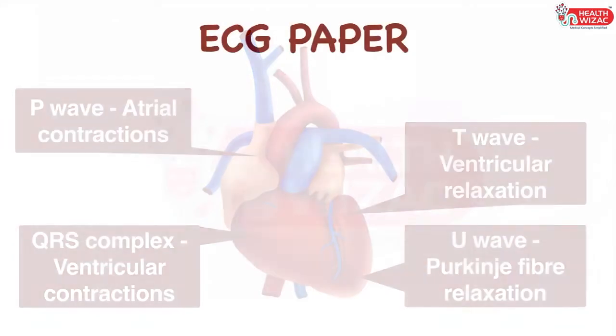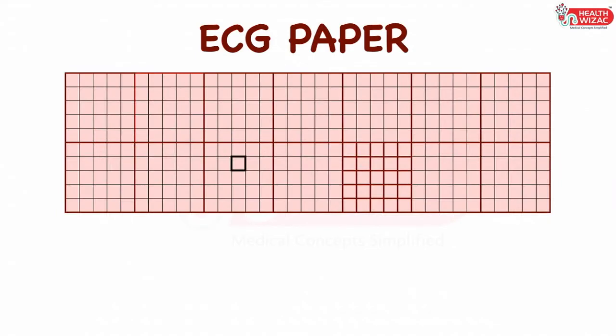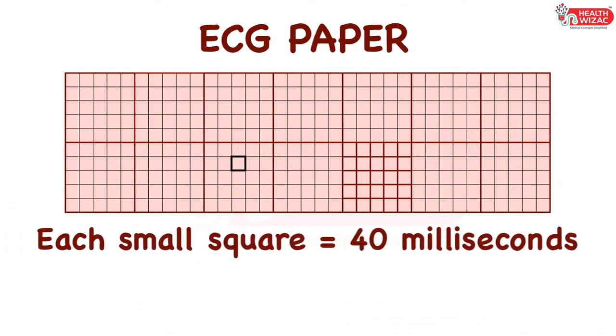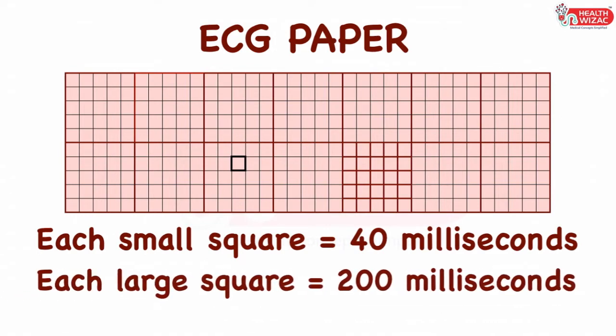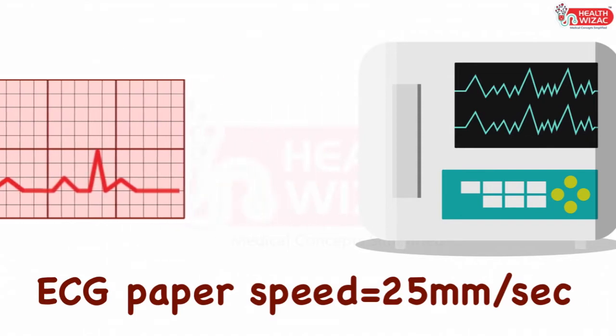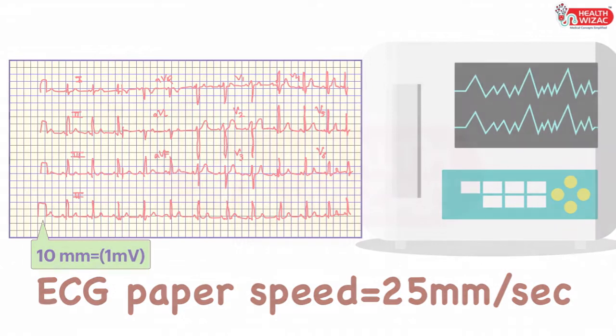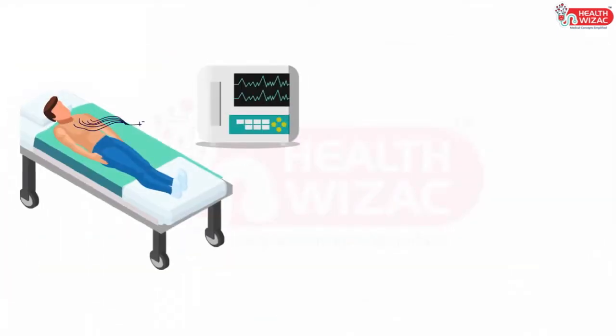ECG is usually recorded on a graph paper containing 1 mm square grid-like boxes. Each small box measures 40 milliseconds of time interval, whereas each large box containing 5 small boxes measures 200 milliseconds of time interval. This time interval is very important in differentiating normal waveforms from the abnormal ones. ECG paper runs at a speed of 25 mm per second and has a voltage of 10 mm, that is 1 millivolt. ECG is recorded through an ECG machine which is connected to patients via leads.